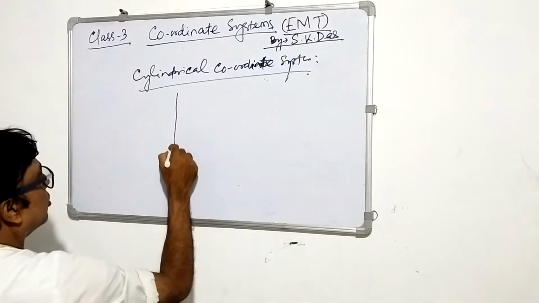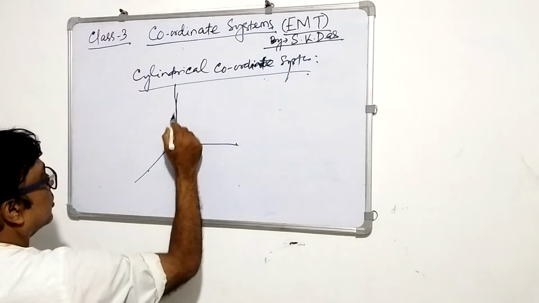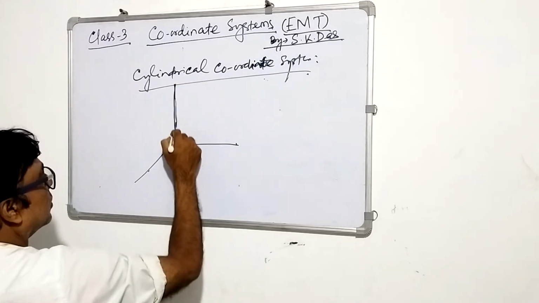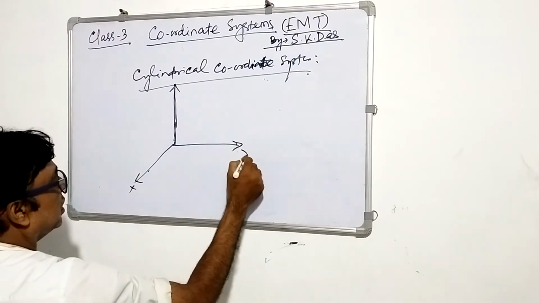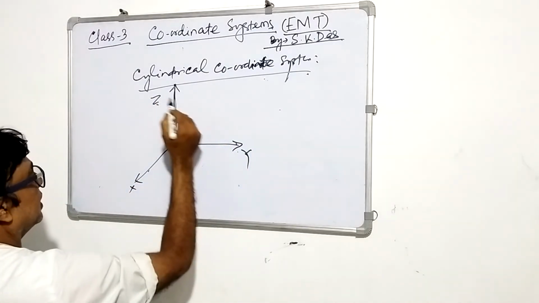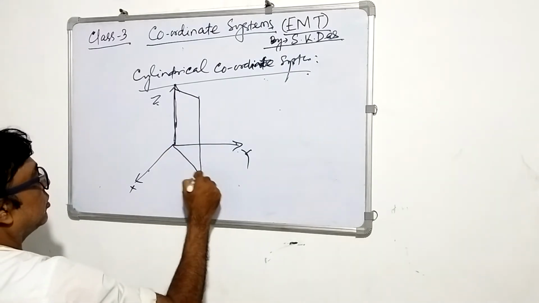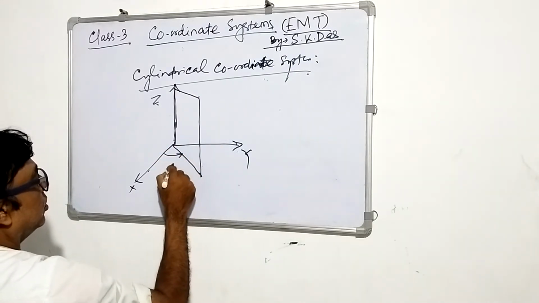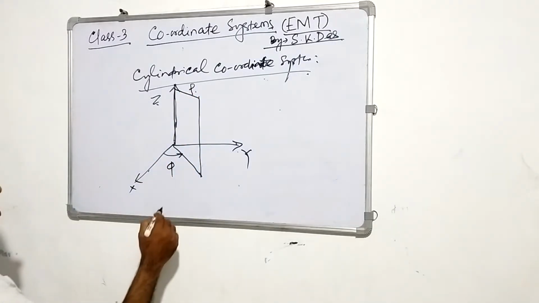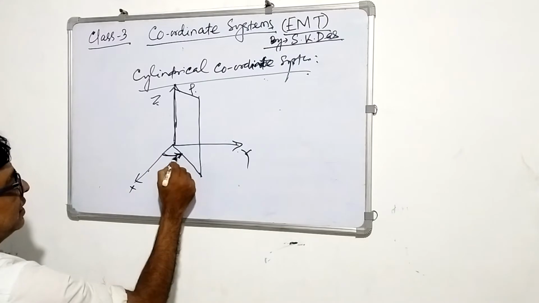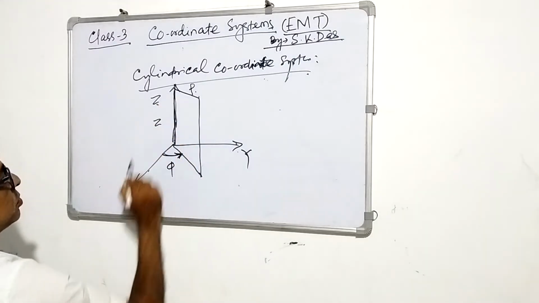So in the cylindrical coordinate system, this one is the x-axis, this one is the y-axis, this one is the z-axis. So it has three coordinates. The first one is a radius rho. This one is the angle, and this one is the height. So this is, suppose, z.